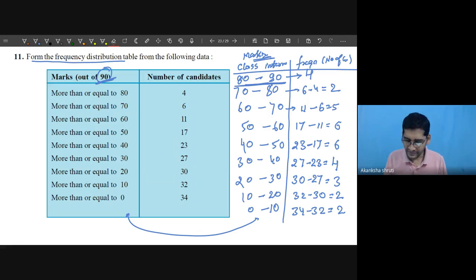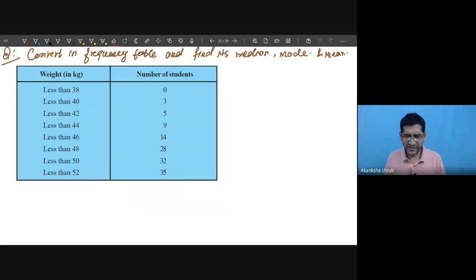So this way we can convert the more than type, or even less than type can also be converted. Say if the less than type is there, then how to convert? Still the same approach we need to follow, a student. Less than type means the upper limit is given. So observe this and convert this. Less than 38, less than 40, less than 42. Here we are getting it like this. Then how to convert it? Do the same thing.